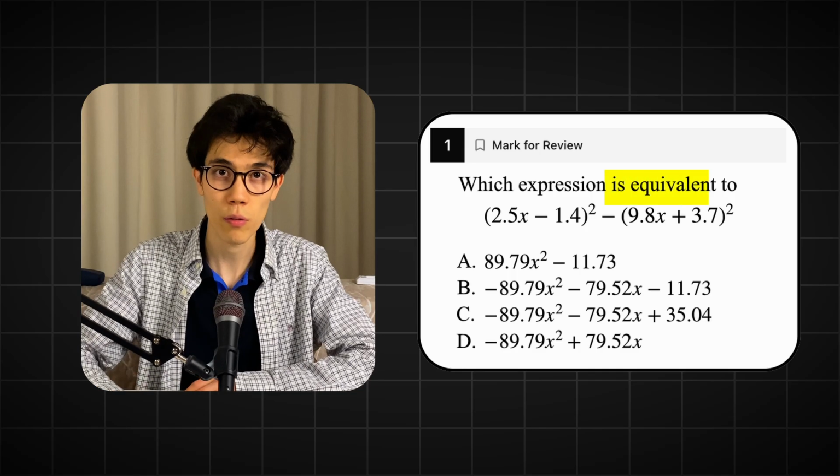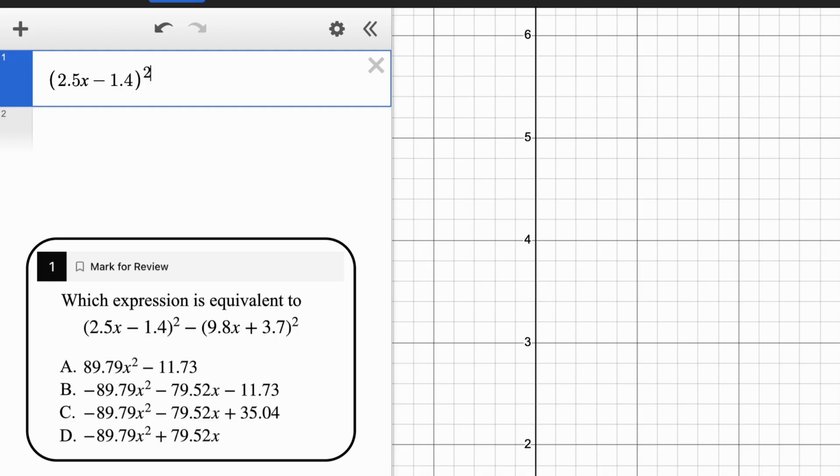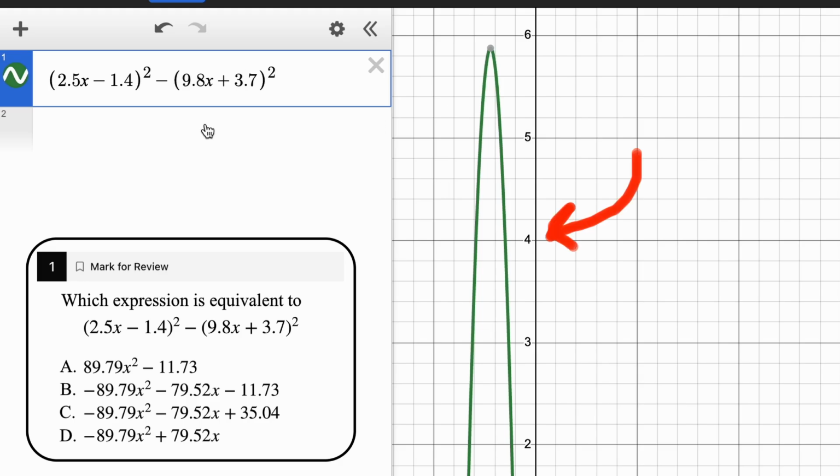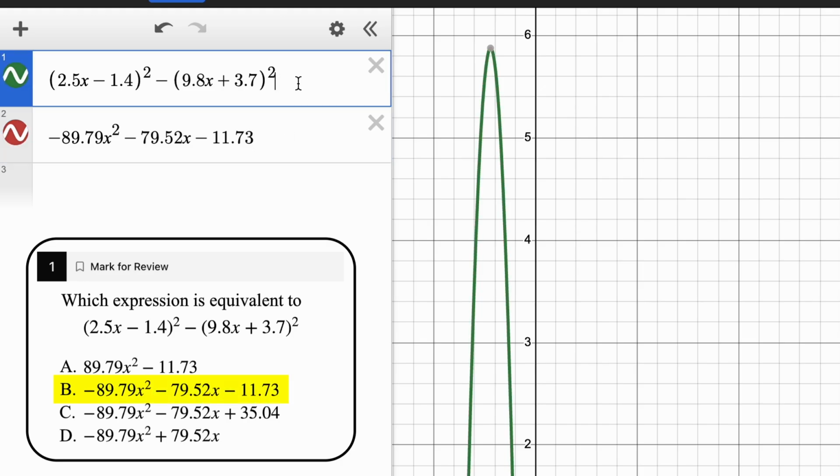Ideally, you can solve equivalent expression questions just by factoring and doing algebra. But the safer and easier option is to graph the original expression and see which choice matches the original graph. In this case, it's choice B, because its graph is literally standing on top of the original one.